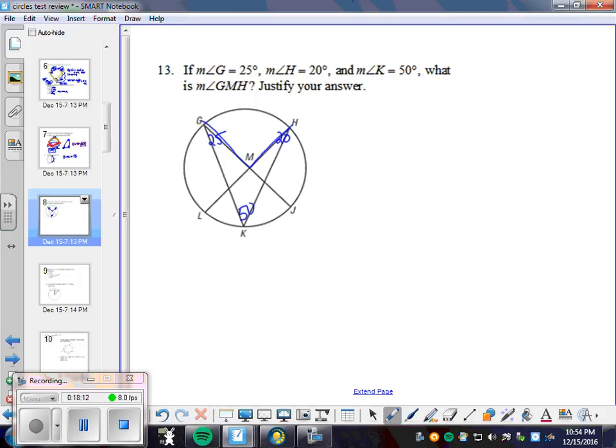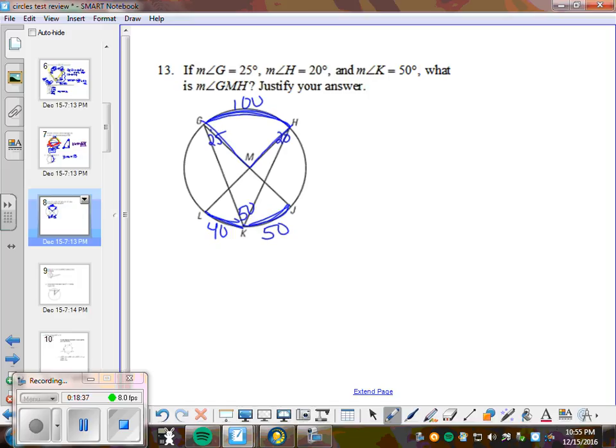Angle G would give me, if this is 25, then this would be 50. If this was 20, this is 40. This is 50, so this is 100. All right, so I found all my arcs from my angles. 25 gave me 50, 20 gave me 40, and 50 gave me 100.